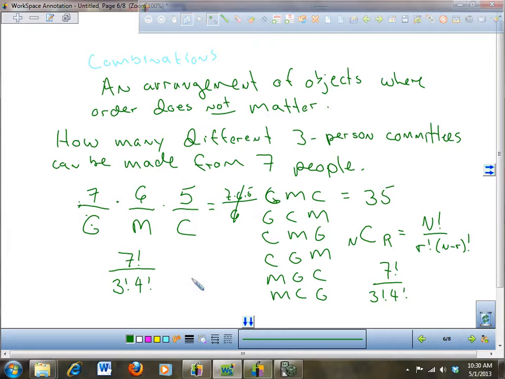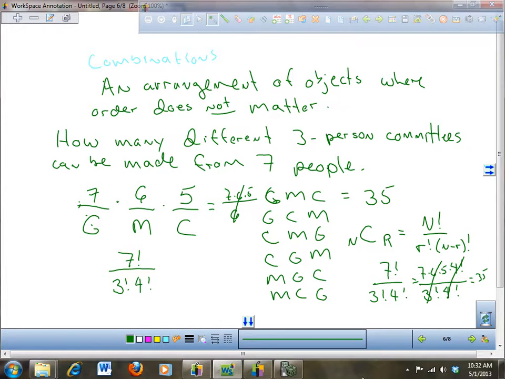Yes, sir. That part where you did 7 factorial over 3 factorial, 4 factorial, is that another way to get the same answer? Yeah, because if you think about it, it'd be 7 times 6 times 5 times 4 factorial, divided by 3 factorial times 4 factorial. What happens to the 4 factorials? They go away, and 3 times 2 is 6, and those go away, so I get 7 times 5, which gives me 35. See? Pretty.